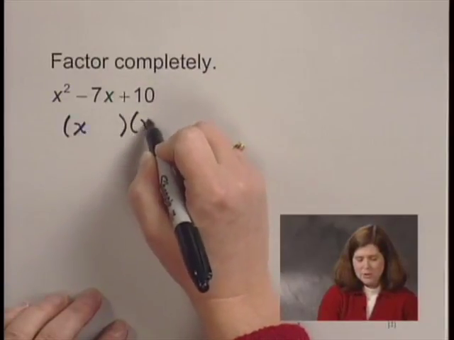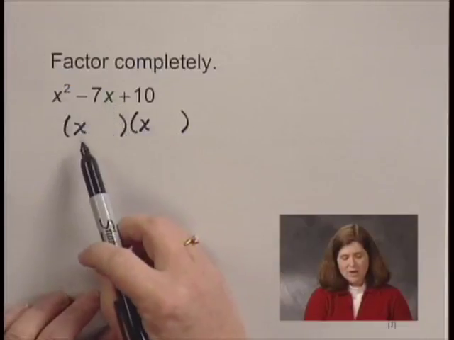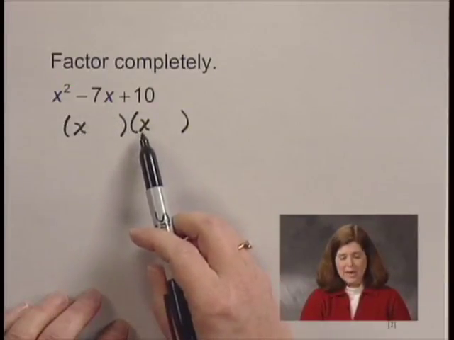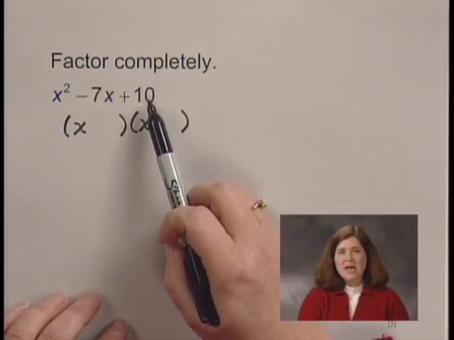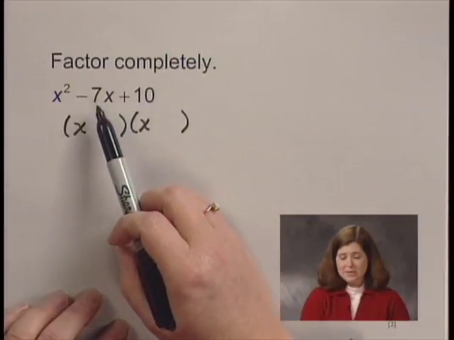And since the first term is x squared, if it factors, it will factor into two binomial factors. The first term in each binomial will be x. I look for factors of 10 whose sum is -7.